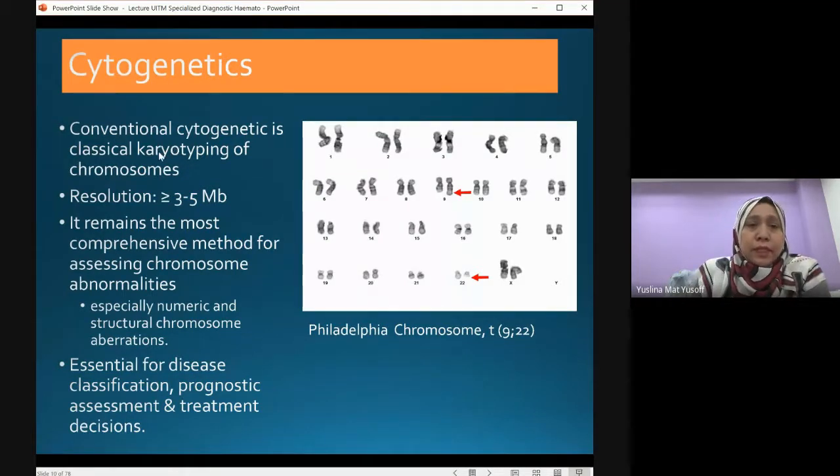So what is cytogenetics? It is a classical karyotyping of chromosomes with the resolution of more than 3 to 5 MB. It remains the most comprehensive method for assessing chromosomal abnormalities, especially the numeric and structural chromosome aberrations. It is essential for disease classification, prognostic assessment, and also treatment decision. And here is actually the Philadelphia chromosome. This is the famous translocation 9;22, the first chromosomal abnormality found in cancer.